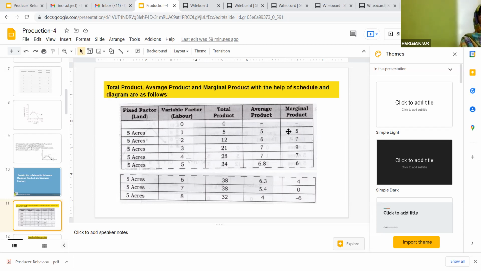So here, first let's understand the different phases. We have three phases. First phase, here we have to focus on marginal product from 5 till 9. After that, we have second phase, which is from 7 to 0. After that, we have third phase, which is minus 6.